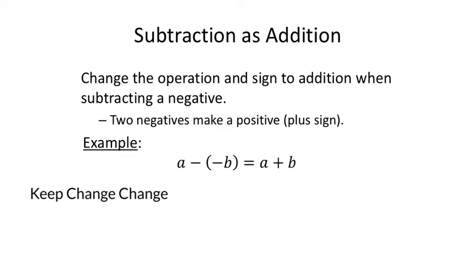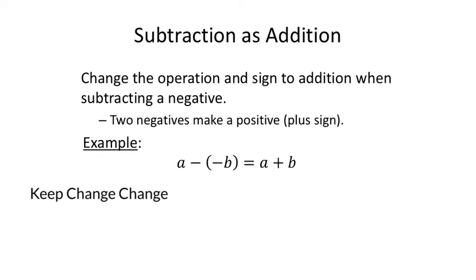Keep, change is to change subtraction to addition because, as I said before, we never actually end up subtracting with negatives. We only add. So keep, change allows us to change the operation to addition through this process, okay? So this is only related to the signs, though. Keep, change only relates to signs. It will never change numbers, only their signs and operations too.